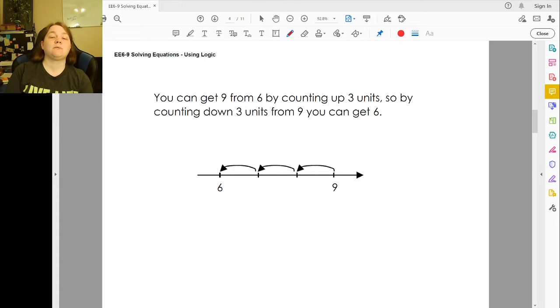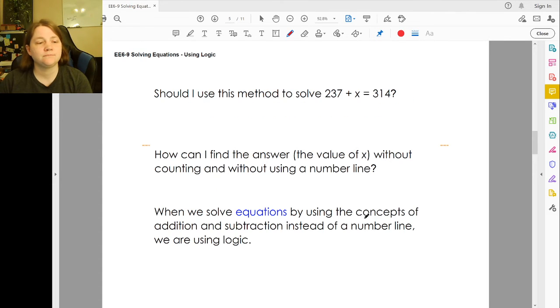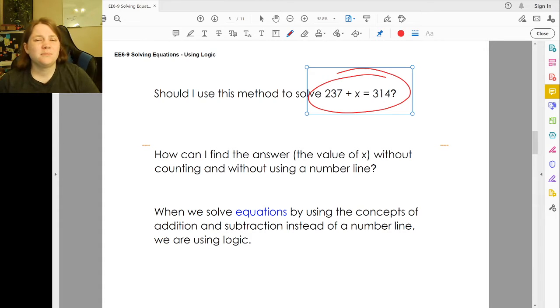Excuse me, the grammar in that one's important. So if I want to get to 6 from 9, I can count in the other direction. Just making sure you know which way to go on the number line. Should we use a number line method to solve this question? Probably not. That's probably going to be a really long number line, and it's going to be pretty easy to get confused or miscount or get distracted.